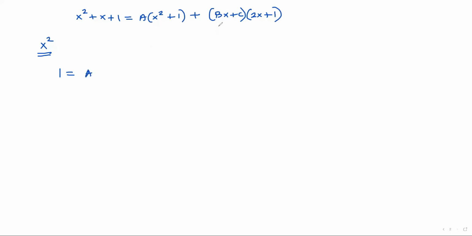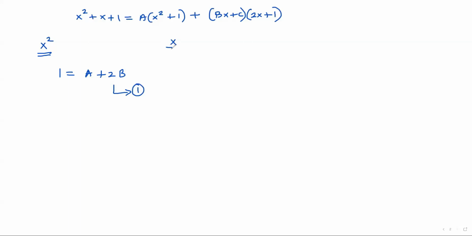Okay, now I'm moving to the second term. If I distribute this bx to 2x, it will be 2bx squared. The coefficient of x squared is just a positive 2b. So when I compare the coefficients of x squared, I get an equation: 1 is equal to a positive 2b. I consider this equation number 1.